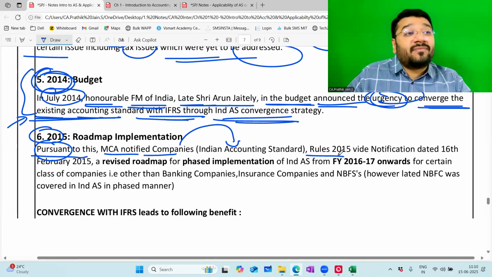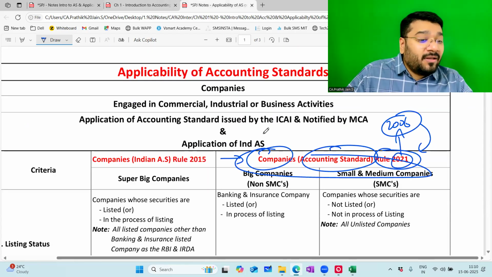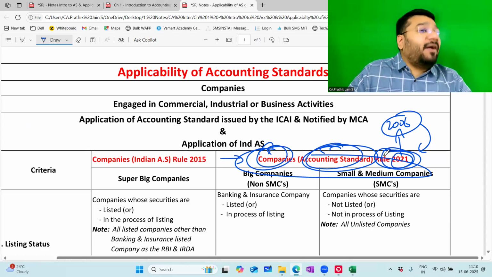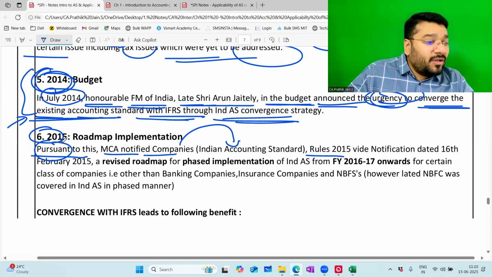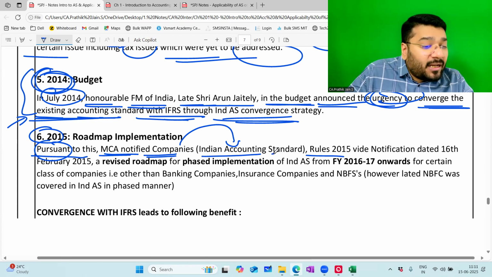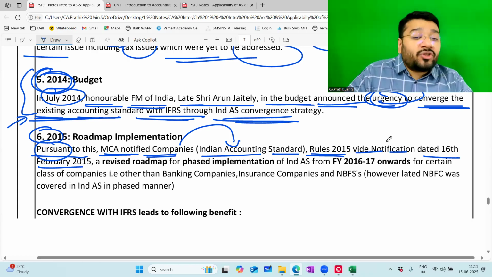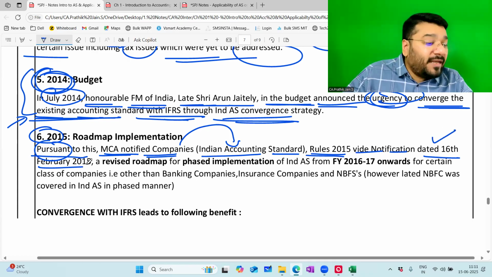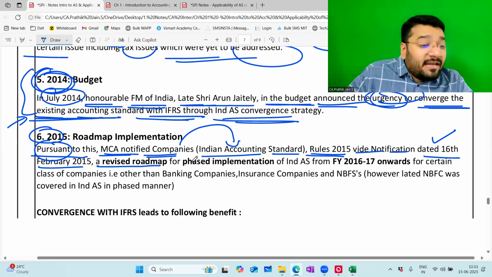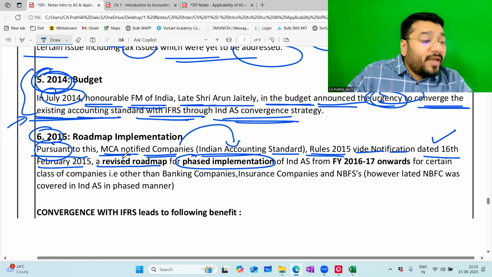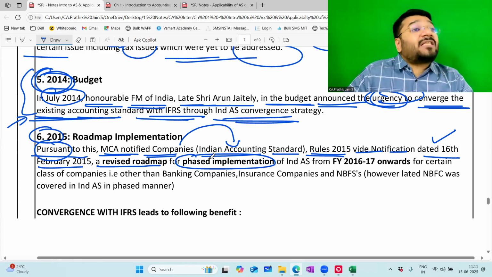Accounting standards are notified where? In the Companies (Accounting Standards) Rules 2021. So accounting standards are notified there, but Ind AS was notified where? In the Companies (Indian Accounting Standards) Rules 2015. Pursuant to this, MCA notified the Companies (Indian Accounting Standards) Rules 2015 vide notification dated 16 February 2015. So on 16 Feb 2015, a revised roadmap for how we should implement Ind AS in a phased manner was decided. So Ind AS was brought into picture with a phase-wise implementation.